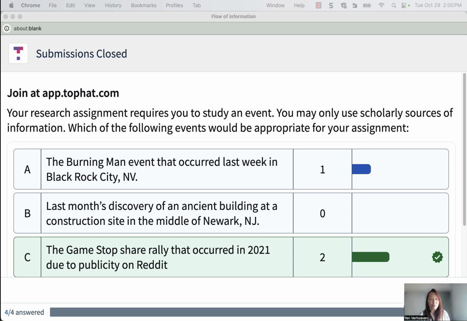Okay, remember, the event that occurred last week, you're going to see more primary sources: news, first-hand accounts, social media, but not scholarly sources, because scholarly sources take more time. In a week, you're getting more perspective, less analysis.